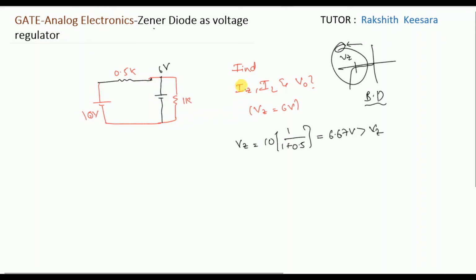Now what is he asking? Find Iz. First we will find IL. IL is nothing but 6 by 1 kilo, that is 6 milliampere. Next, input current is nothing but 10 minus 6 by 0.5 kilo, that is 8 milliampere. So input is 8 milliampere, load current is 6 milliampere. What will be Iz? That is 2 milliampere. And what is the output voltage? 6 volt. So output voltage is regulated to 6 volt.